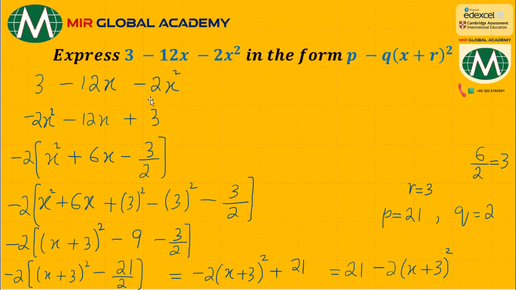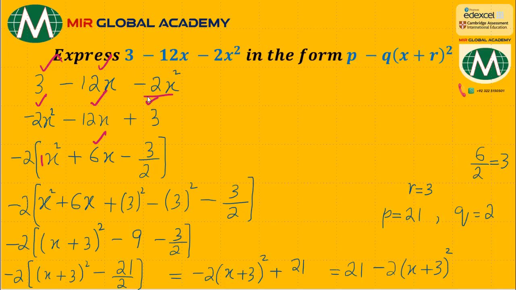So what we do here, we will write this x squared term first, then this term, and then this constant term. Now we can observe here that the coefficient of x squared is not plus 1. So we will take negative 2 common, and then we divide each term by this common number. So minus 2 divided by minus 2 is plus 1, and minus 12 divided by minus 2 is plus 6, and then this plus 3 divided by minus 2 is minus 3 over 2.